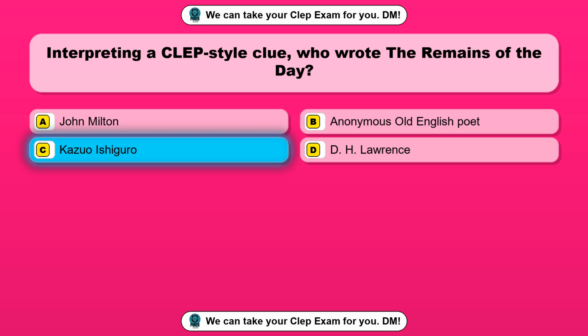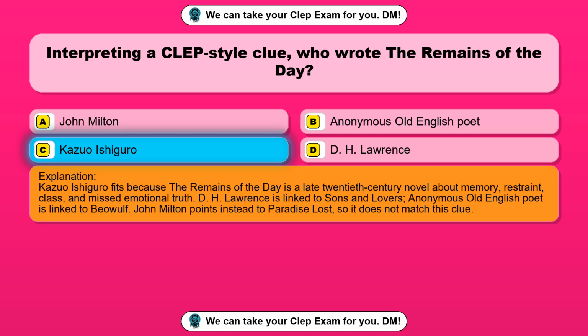Kazuo Ishiguro. Kazuo Ishiguro fits because The Remains of the Day is a late 20th century novel about memory, restraint, class, and missed emotional truth. D.H. Lawrence is linked to Sons and Lovers. Anonymous Old English poet is linked to Beowulf. John Milton points instead to Paradise Lost, so it does not match this clue.